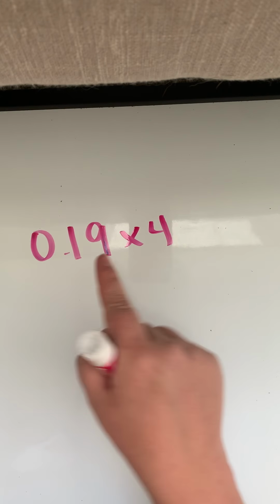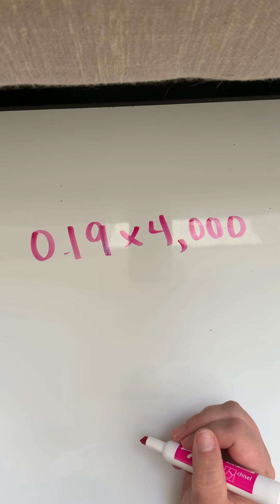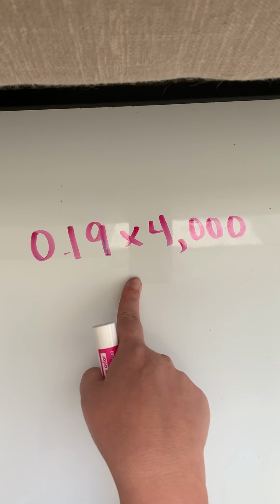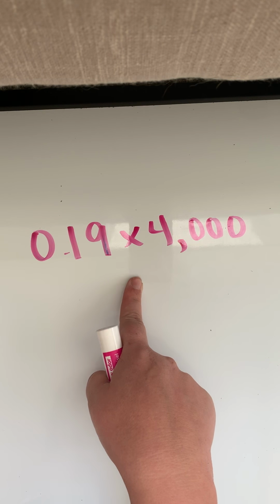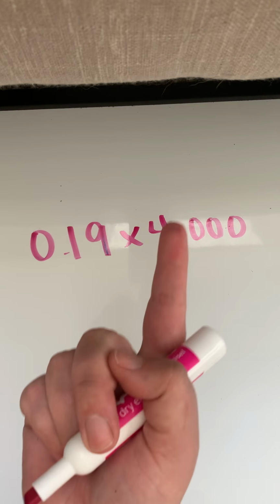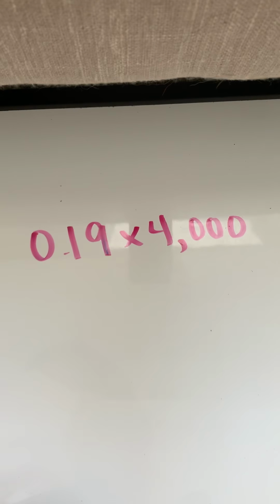So we have 0.19 times 4,000. First things first, I'm going to go ahead and break this up a little bit so it's easier to manage, and then I can do my trick with my zeros, because remember, I can only do it if I have a 10, 100, or 1,000. This is 4,000, so I can't do my trick yet.